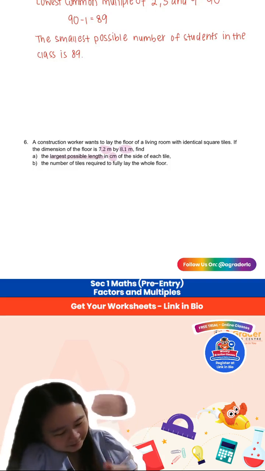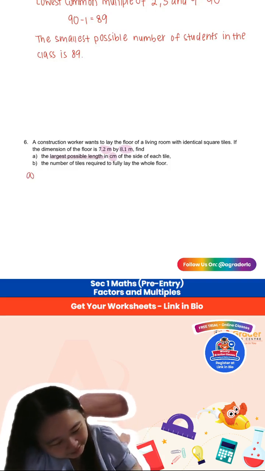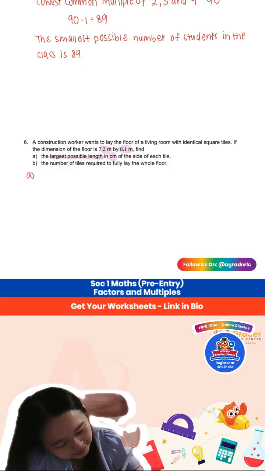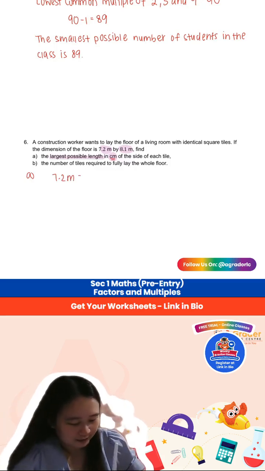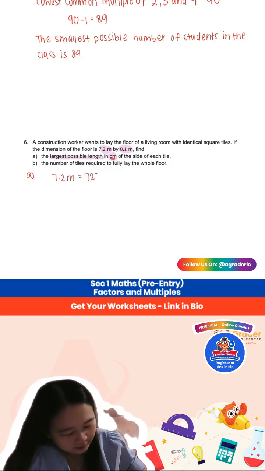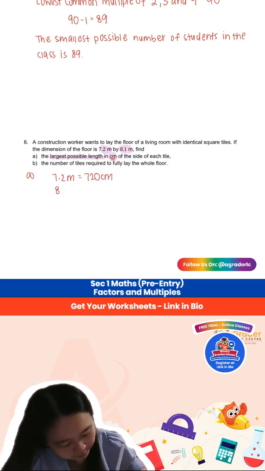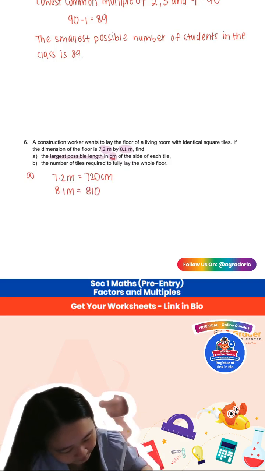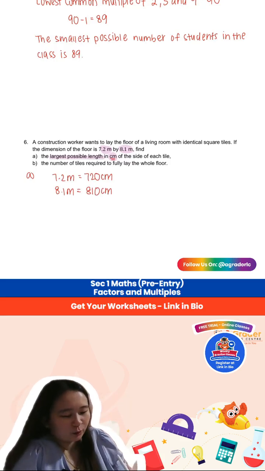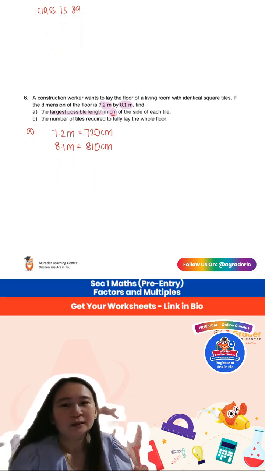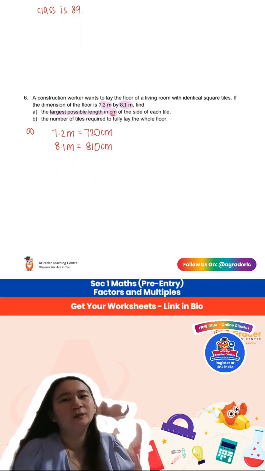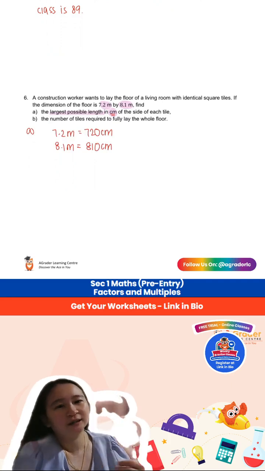Okay, I see some correct answers already. So firstly, in centimeters, so we have to convert them into centimeter first, multiply by 100. Okay, so with this, do we have the dimensions of the floor in centimeter? Then we find the highest common factor in order to find the largest possible length for each side of the tile.